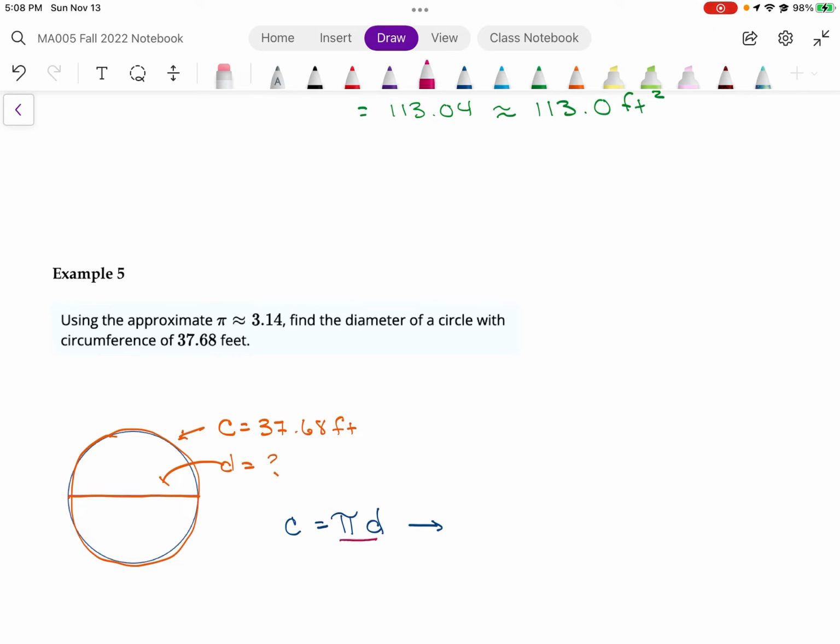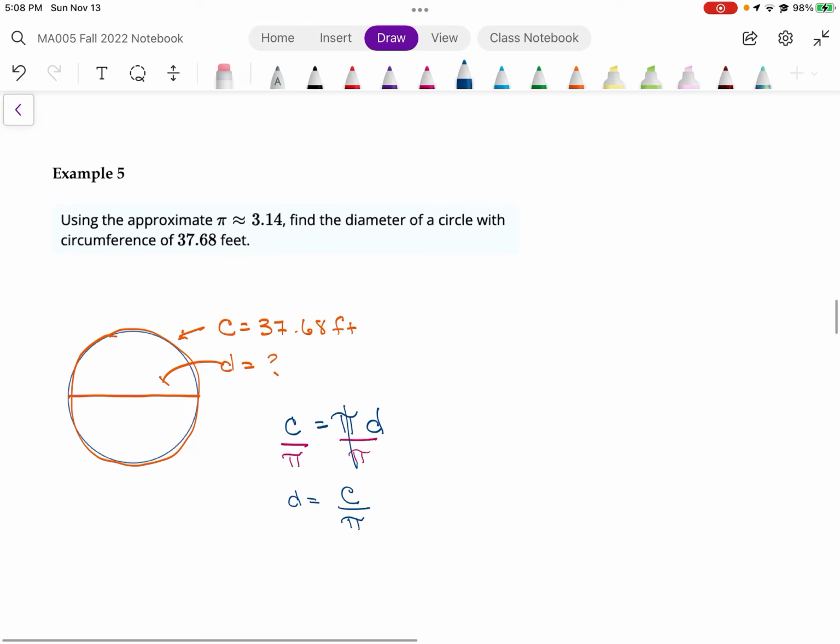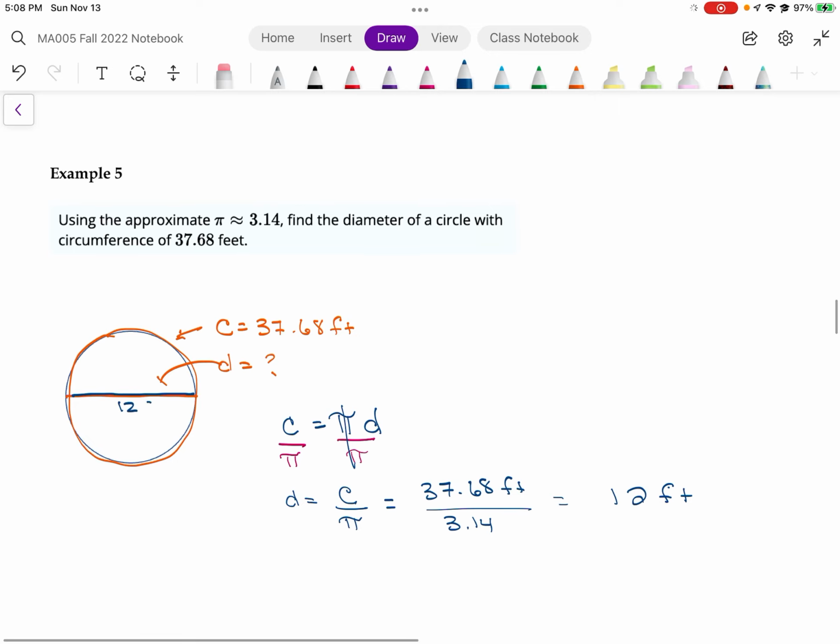So let's rearrange this so we solve for d. Let's divide both sides by pi. And we get that d equals the circumference divided by pi. Our circumference given is 37.68 feet, and pi is 3.14. Put that in your calculator. 3.14 doesn't have a unit, so it stays feet, and you'll find that it is exactly 12 feet. So that is the diameter. Across here is 12 feet to give us that circumference. Make sure your answer makes sense.